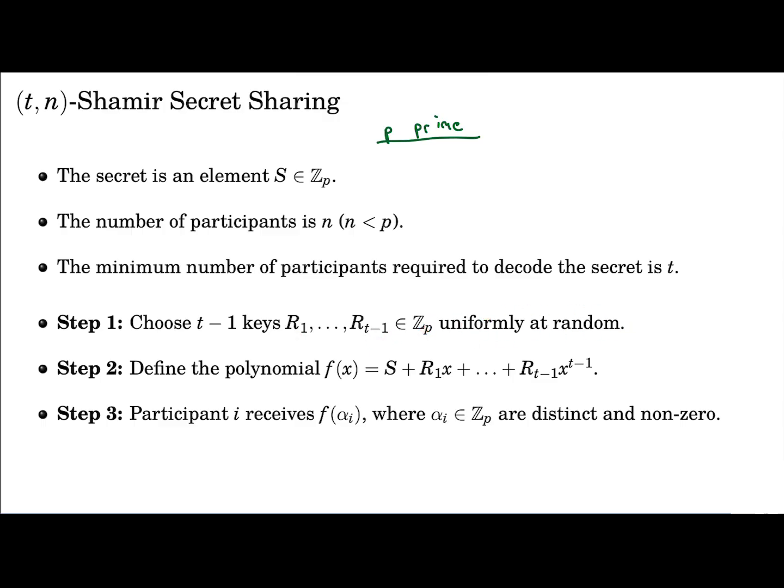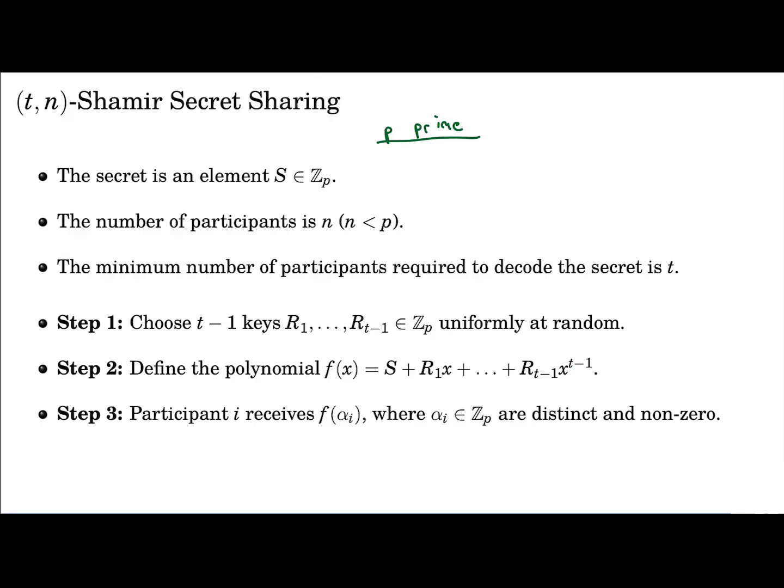Then we define the polynomial f of x equal to the secret plus, and then you use the randoms as the coefficients that appear in front of these monomials up to x to the t-1. So of course, we want to do it up to x to the t-1 because, like we said, any polynomial of degree t-1 can be determined by having t evaluations. So that's why you do things over a polynomial of degree t-1.